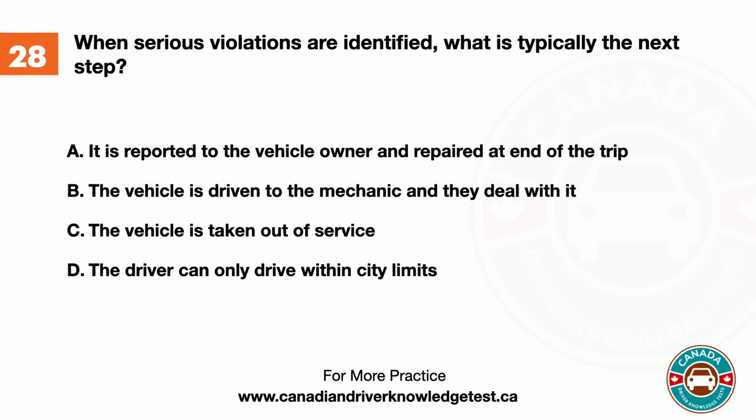Question 28. When serious violations are identified, what is typically the next step? A. It is reported to the vehicle owner and repaired at end of the trip. B. The vehicle is driven to the mechanic and they deal with it. C. The vehicle is taken out of service. D. The driver can only drive within city limits. The answer is C. The vehicle is taken out of service.